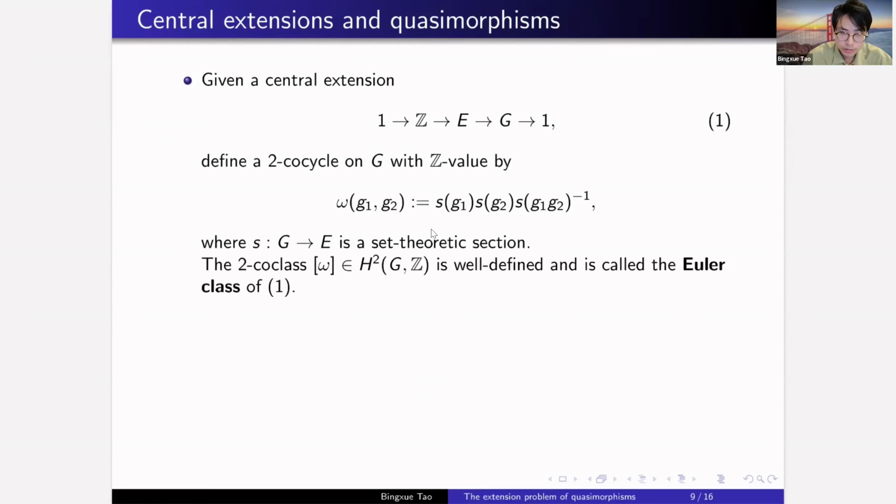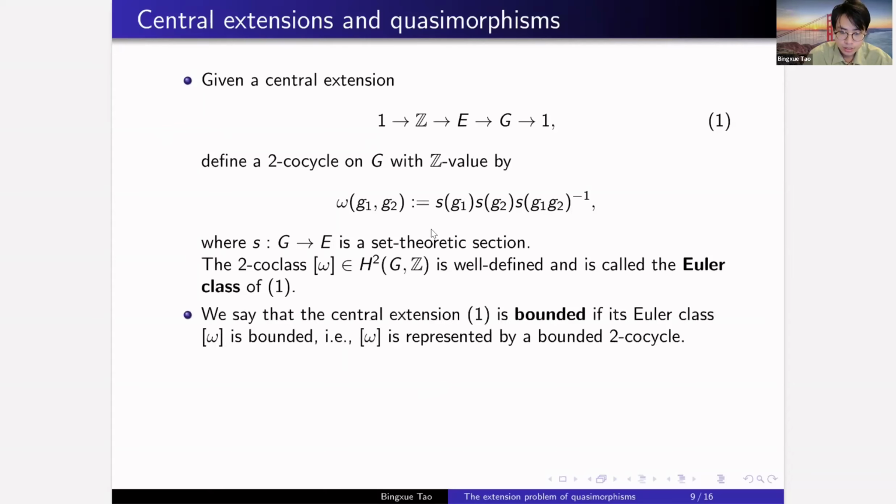And we can define a cohomology class in the second cohomology of G. This class does not depend on the choice of sections. So it is well defined, and it's called the Euler class of this central extension. We say that this central extension is bounded if its Euler class is represented by a bounded 2-cocycle.